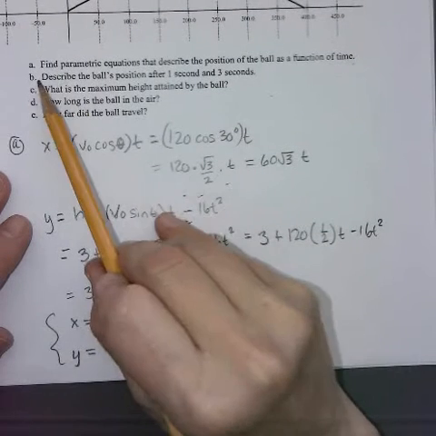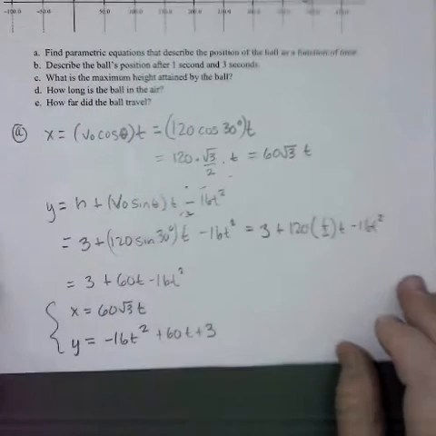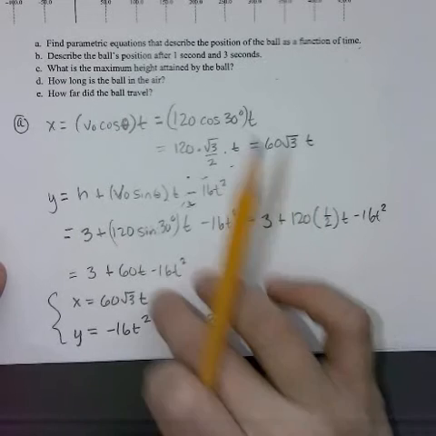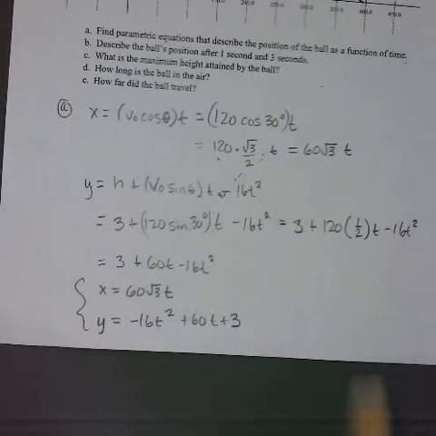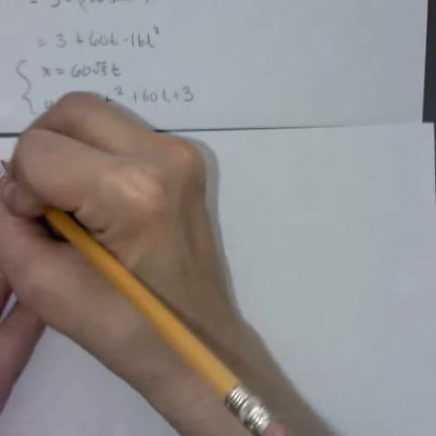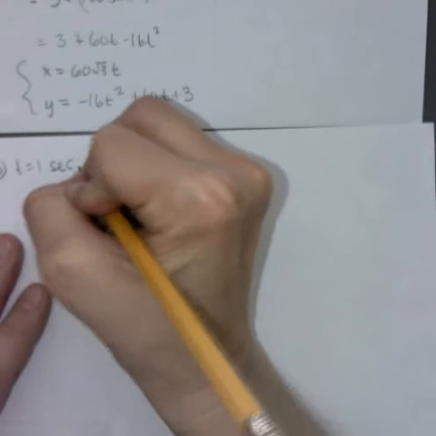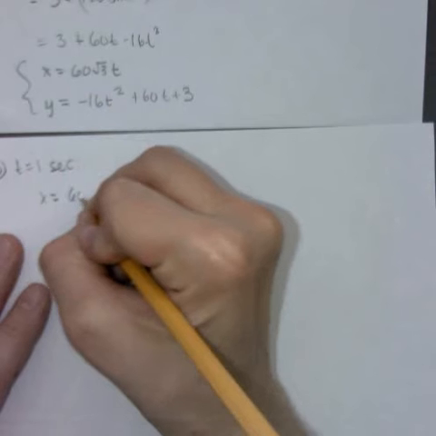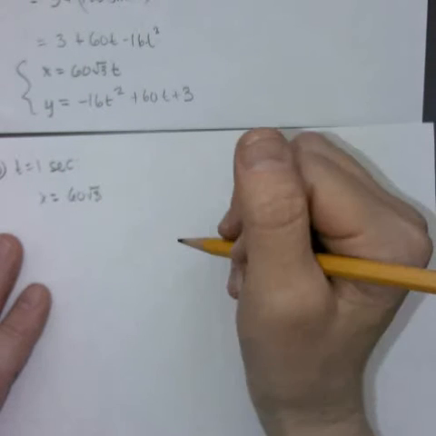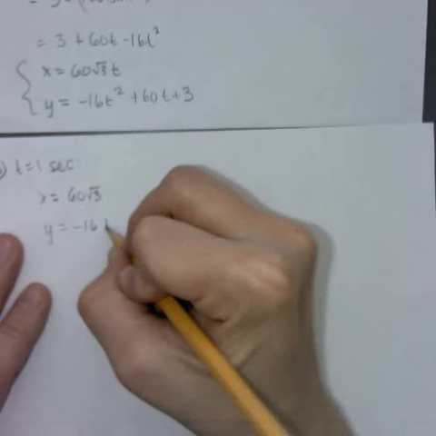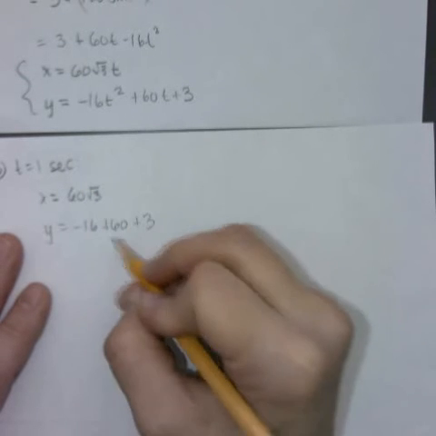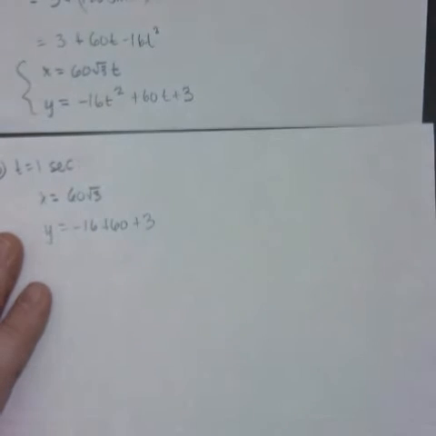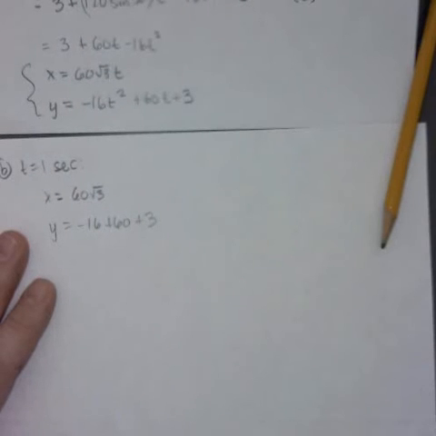So B, describe the ball's position after 1 second and 3 seconds. We're just going to plug t into these equations to get the answer for part B. For B, when t equals 1 second, x is 60 square root of 3, and then y is negative 16 plus 60 plus 3, right? T is 1. So 63 minus 16 is 47.